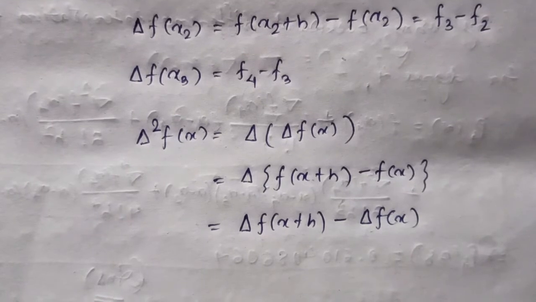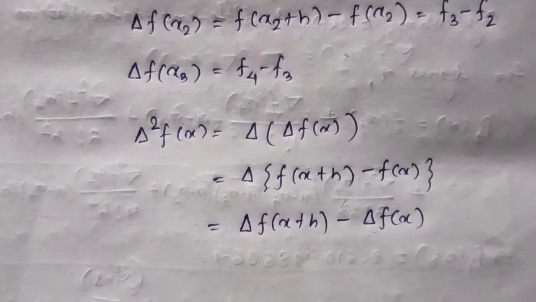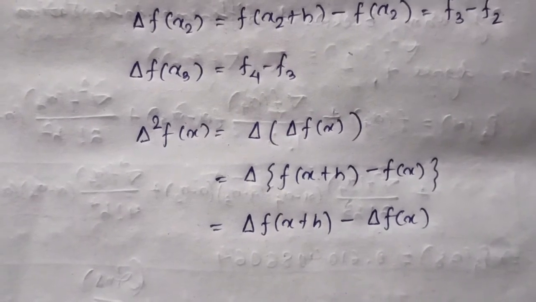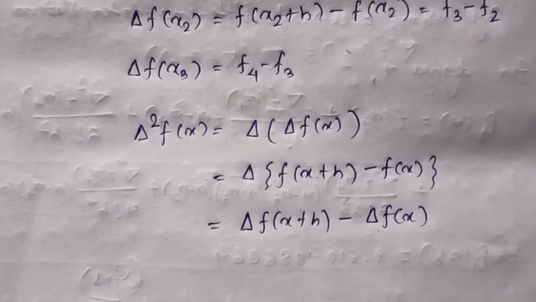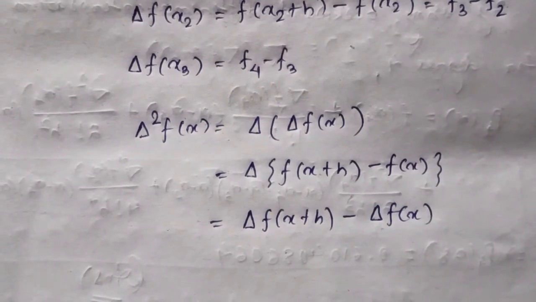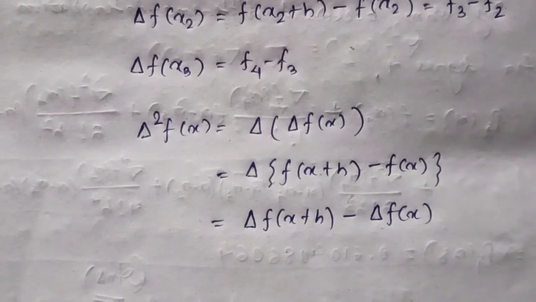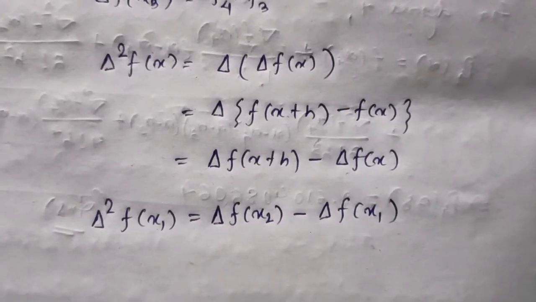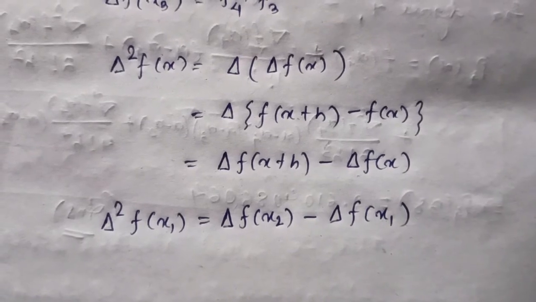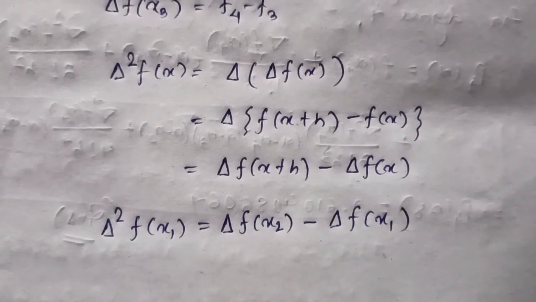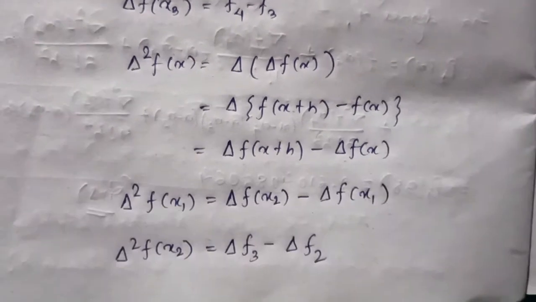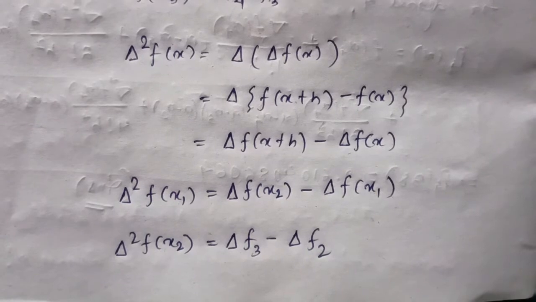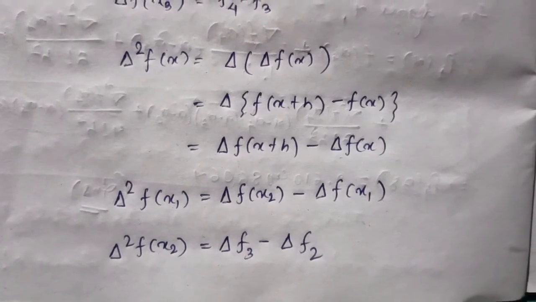Now delta square f of x is equals to delta of delta f of x, that is delta of f of x plus h minus f of x, that is delta f of x plus h minus delta f of x. So delta square f of x1 is equals to delta f of x2 minus delta f of x1. Similarly delta square f of x2 is equals to delta f3 minus delta f2.